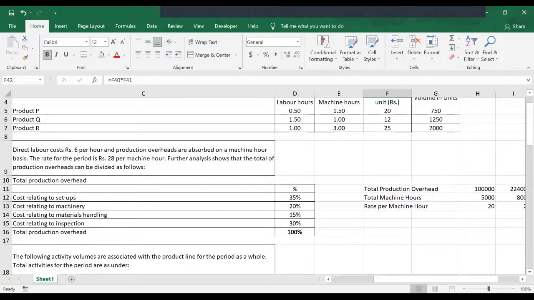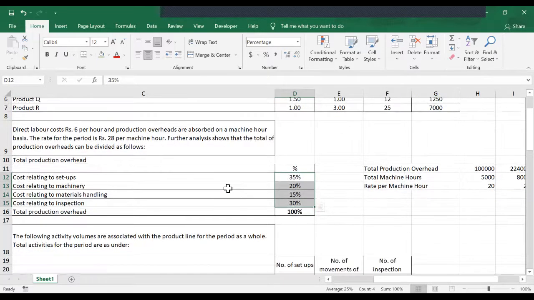Now, what else do we know? Instead of breaking up the total cost into physical units, they have said 35% or 20%, 15%, 30%. They've given us a percentage breakdown of the total cost of the different components of the production overhead. So we can just calculate. This is also very simple. You can calculate the percentage of the total production overhead and you'll get the cost for each of these things.